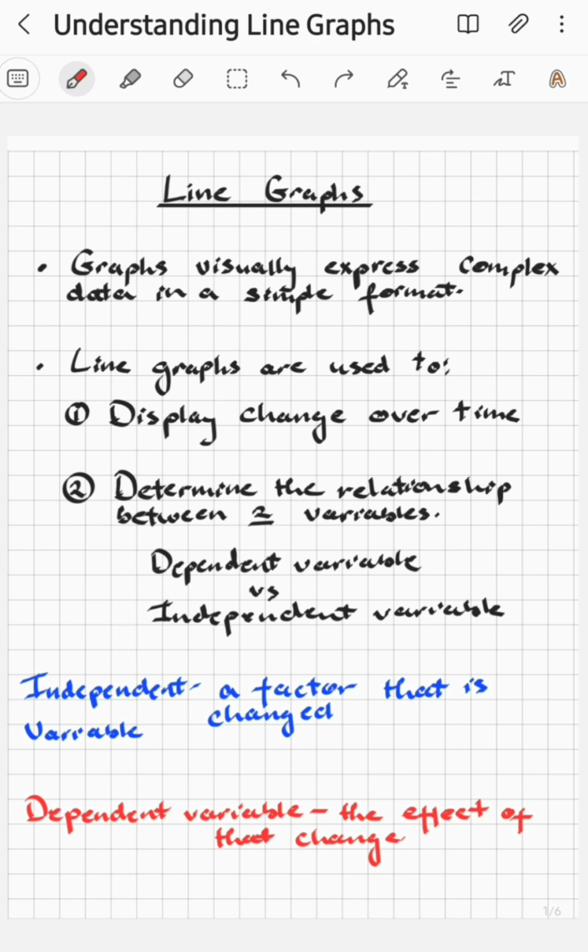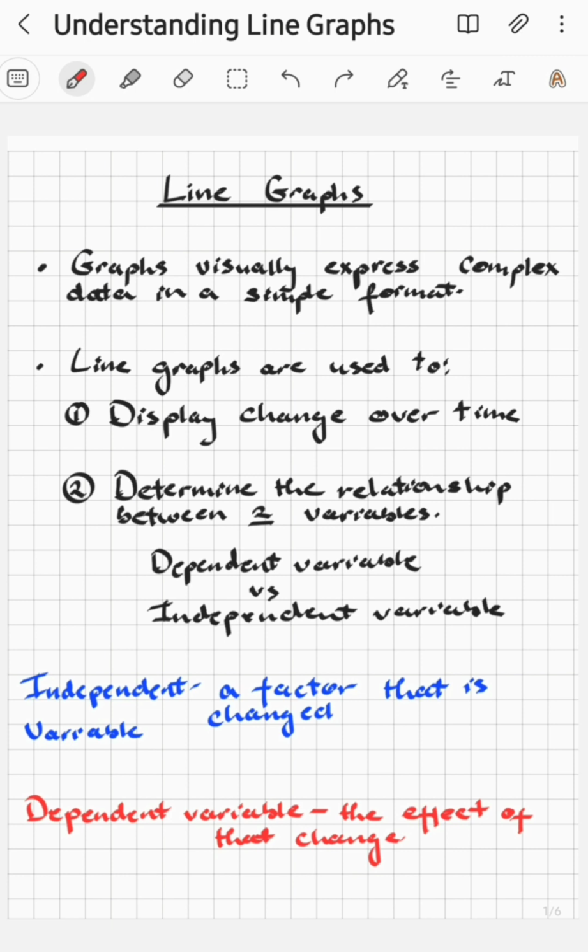So a graph is a pictorial representation of data, right? And what it basically does is that it takes complex data and presents it in a simple format, right? Now, line graphs are used to do one of two things. The first thing is to display a change in a particular item over time. So if we want to observe or analyze or understand how something changes over time, a line graph is appropriate.